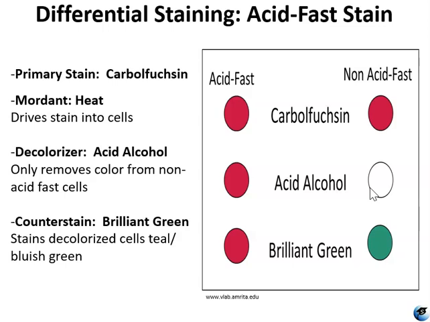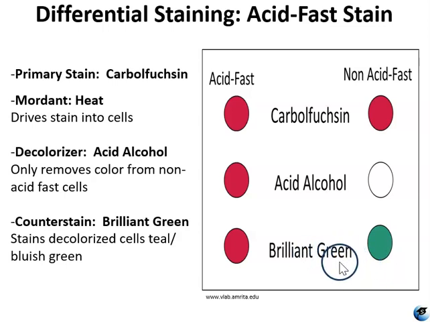But if the mycolic acids are present, the primary stain will be trapped by the mycolic acids and remain attached to the cell wall after the decolorizing step. And then the counter stain, brilliant green, stains the decolorized cells a teal bluish green color. At the end of the acid-fast stain, acid-fast positive cells will have a reddish color from the carbolfuchsin, and acid-fast negative or non-acid-fast cells will have a bluish green color from the brilliant green.